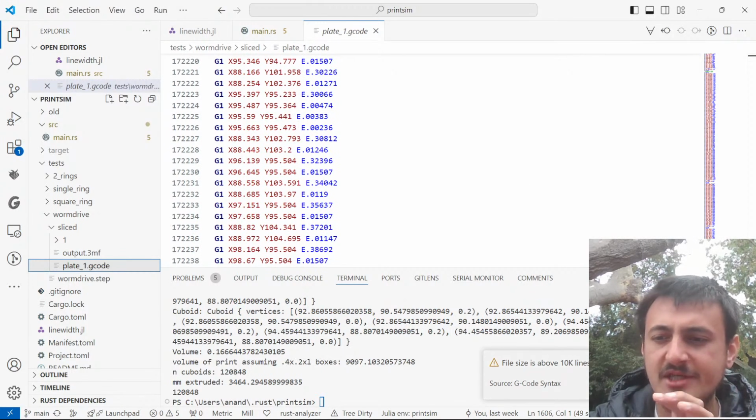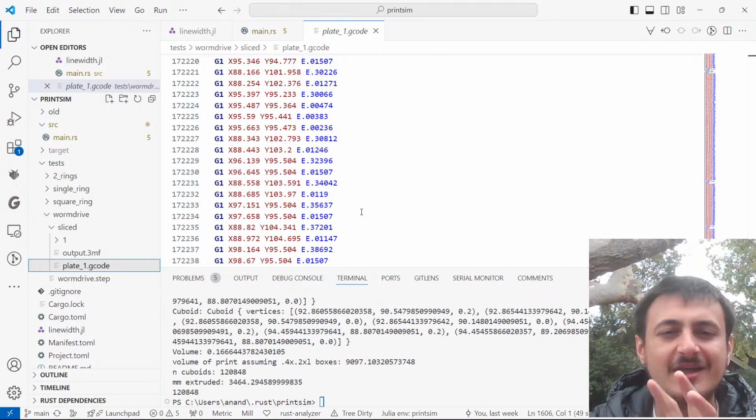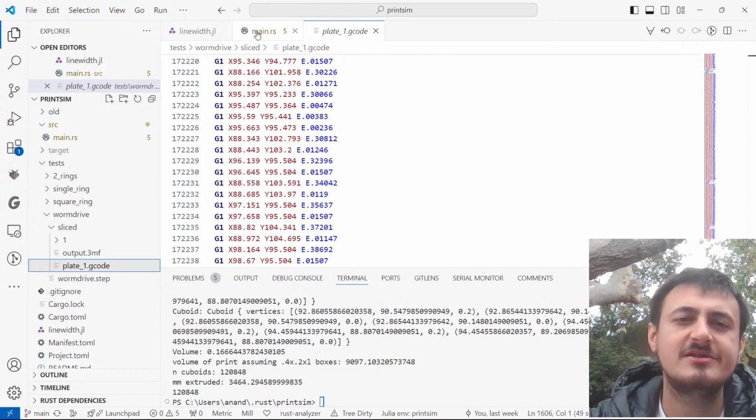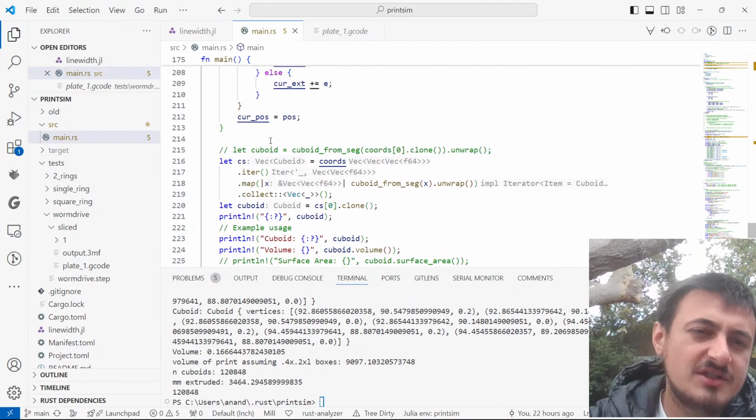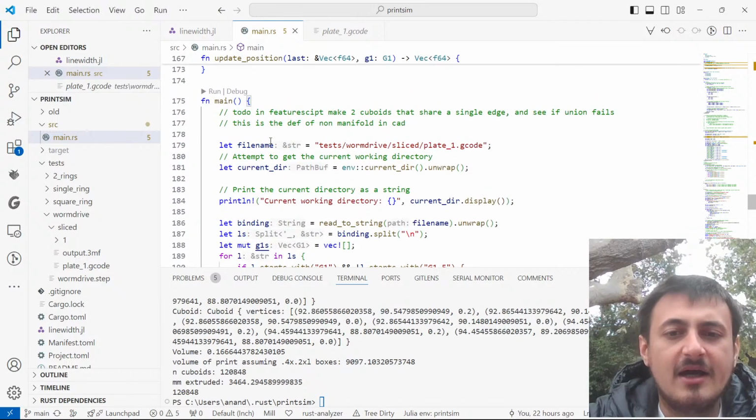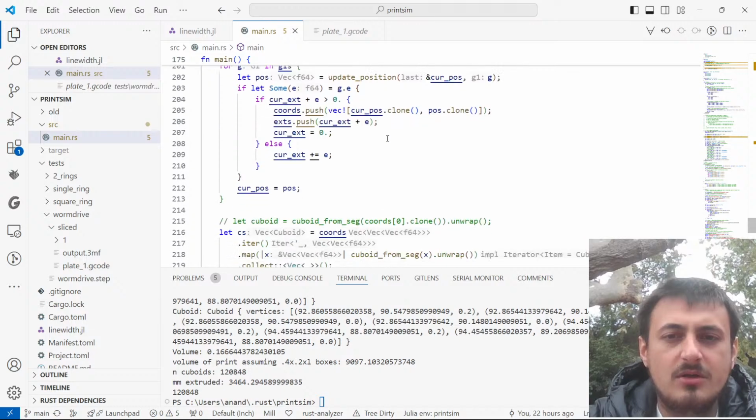So yesterday we did a lot of cool stuff where we looked at some statistics and a whole bunch of other stuff related to this G code. And you can do all sorts of stuff. The code is on GitHub. Anyways, let's start to work on this.